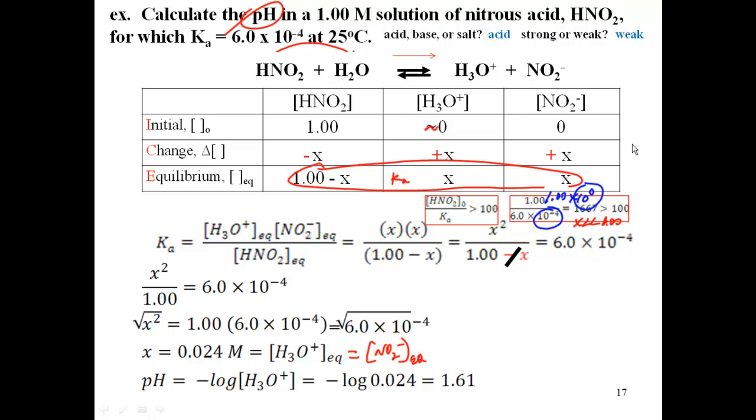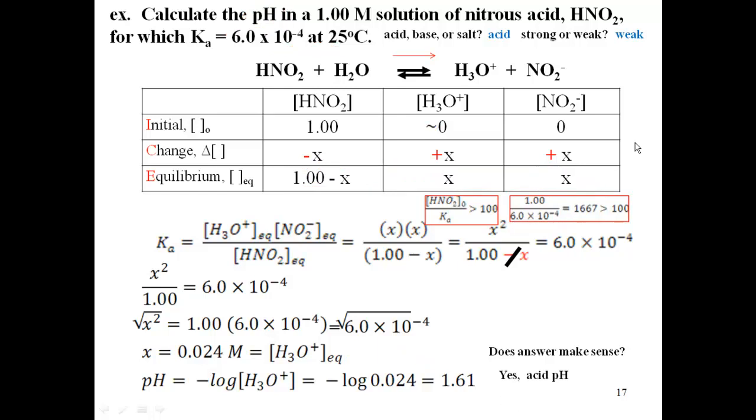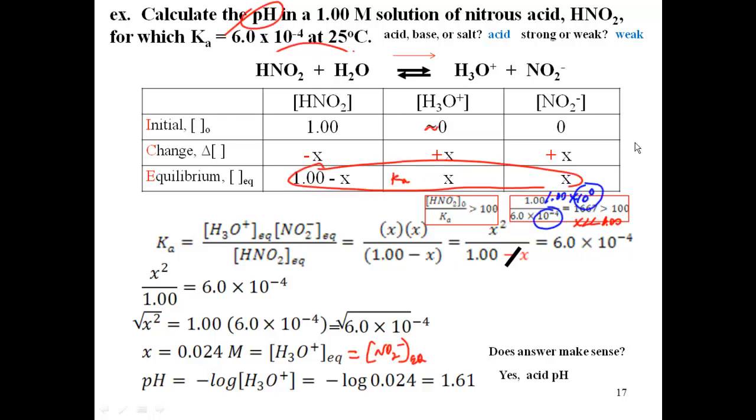Now I want you to ask yourself a question at this point. Does the answer make sense? Well, this is an acid, so what kind of pH should I have? Should be less than 7. Yes, that's what I have. So I have a chance of being correct. And that's very important because there are some careless mistakes that can happen right here. If you ask yourself that question, you can go back and find where you made those careless mistakes.